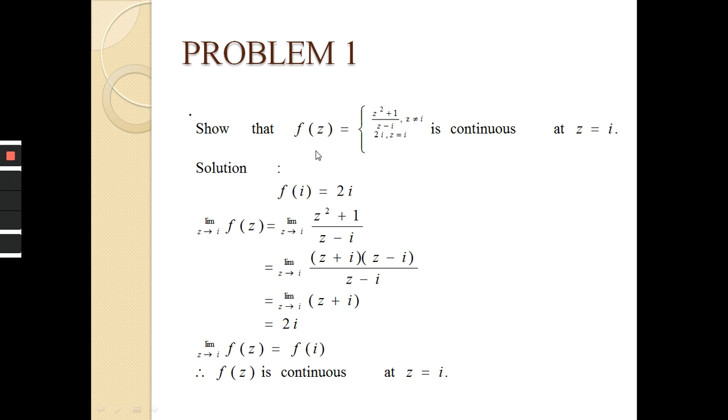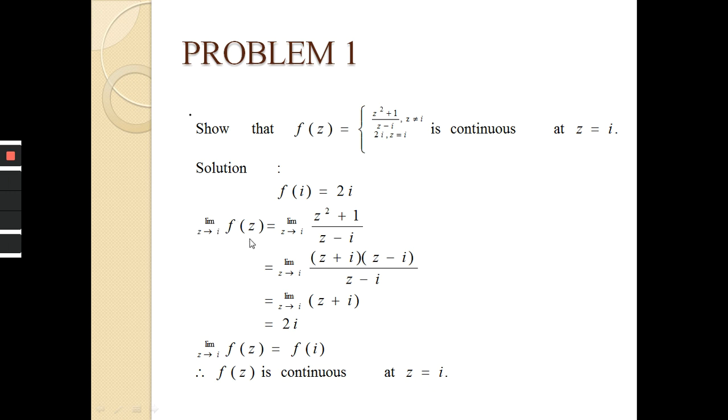First problem: show that f(z) equals (z squared plus 1) by (z minus i) at z not equal to i, and f(z) equals 2i at z equal to i, is continuous at z equal to i. From the problem, we get the value of f(z) at z equal to i is 2i. So f(i) equals 2i. Then we find the limit of f(z) at z equal to i.